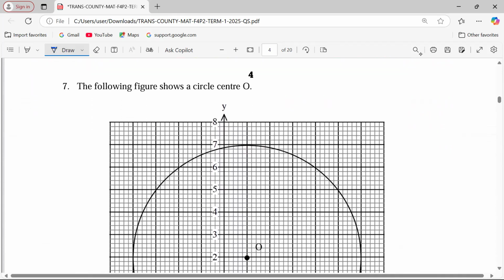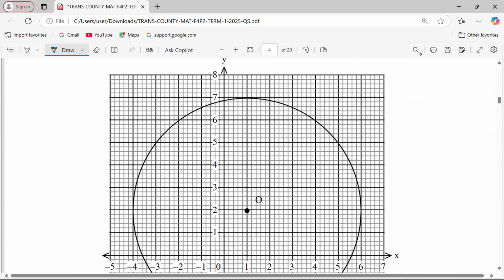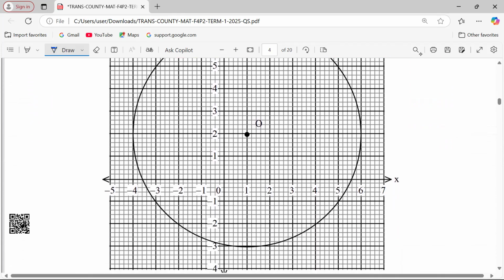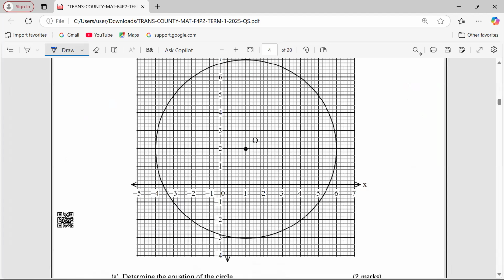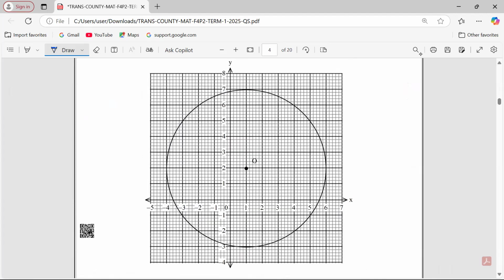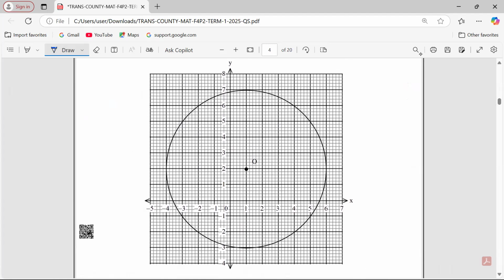Number 7, a very good question here. The following figure shows a circle center O. So we have a circle here, whereby the center is O. I hope I've drawn it well for you. I hope you can see the whole grid showing us the circle.